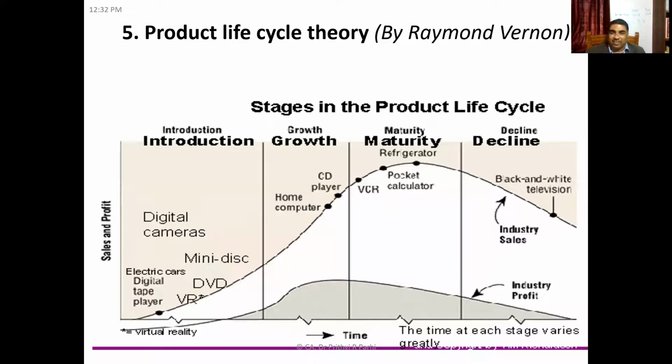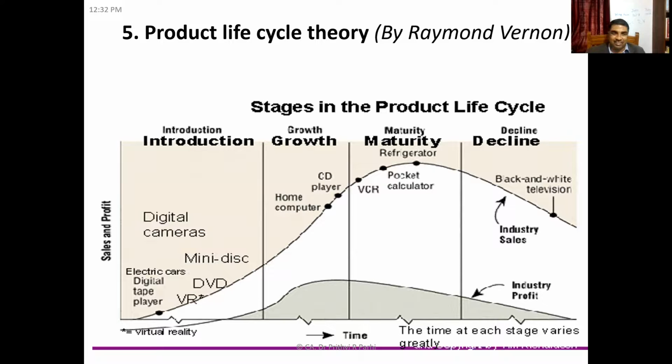Okay. You can also find out some products which are at the declining stage. For example, let us say black and white televisions, or many products which have already gone out of the market also. Let us say CRT monitors. So these are something you can find out they are at the declining stage.